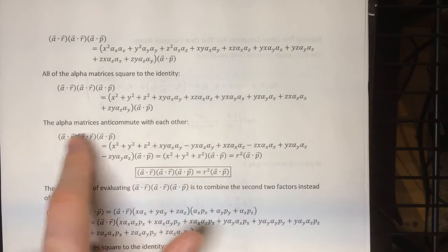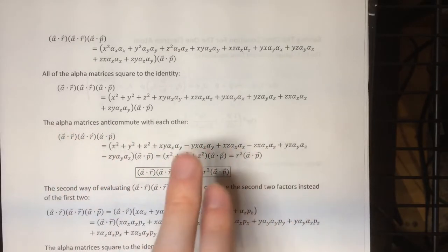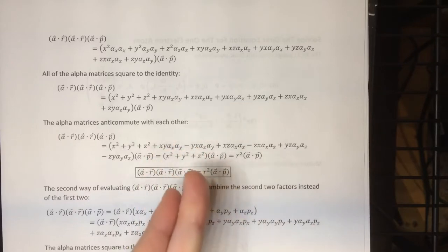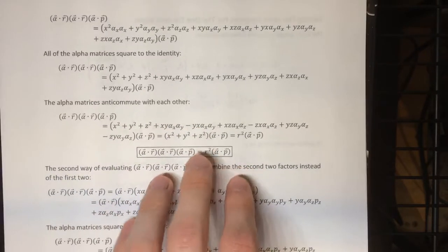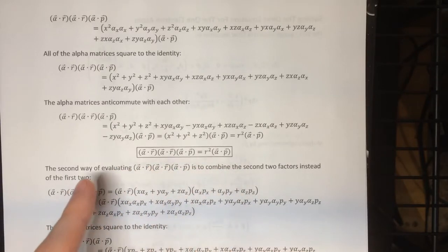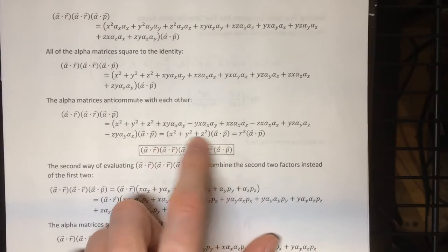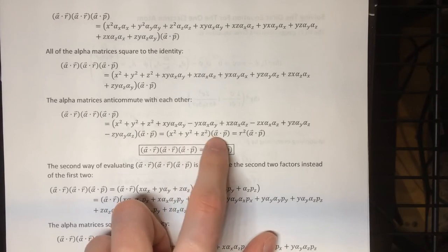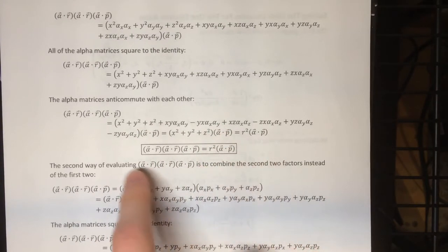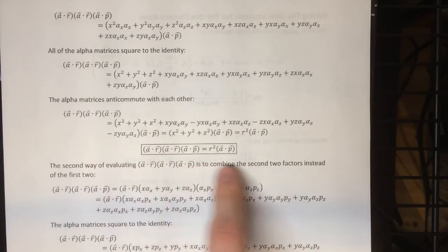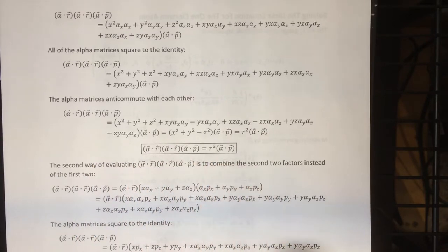So then we can anti-commute them, because they anti-commute, so we can commute them but then put a minus sign on it. So then every term has a copy but with the opposite sign, so it cancels and simplifies down to this result, which is just r squared times that third factor there. And so we get the first key result. This is the first way of evaluating it that we need in this box there.